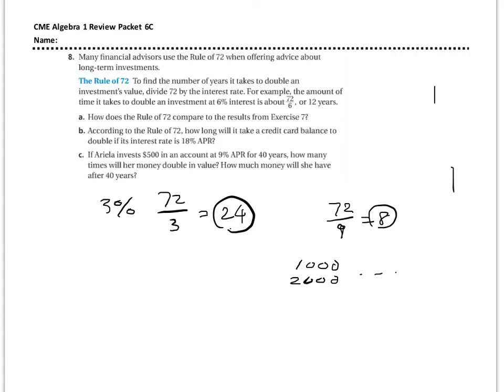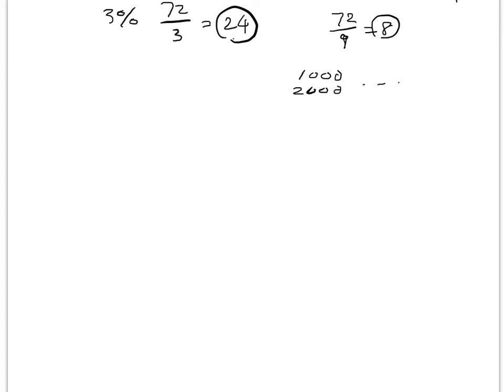So how many times will her money double in value? And then how much money will she get out after 40 years? So that's the question. And that's it.